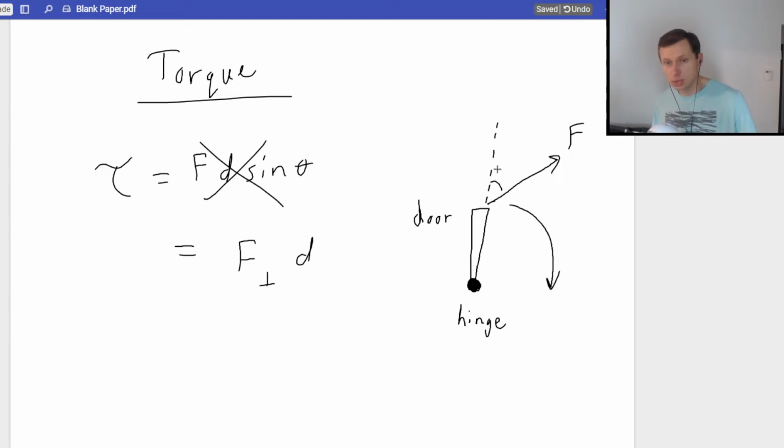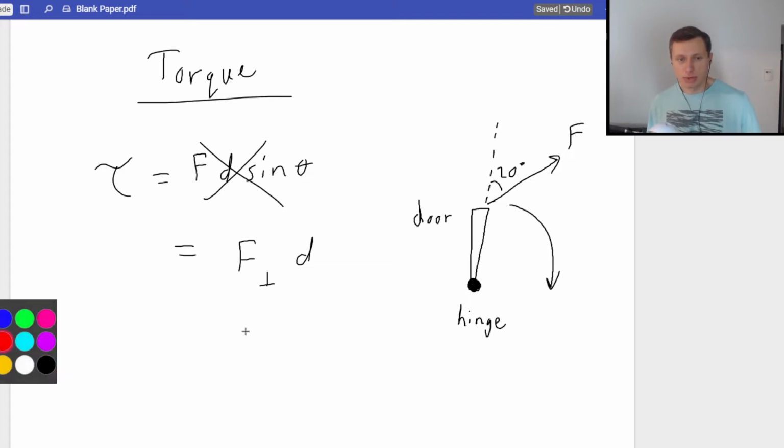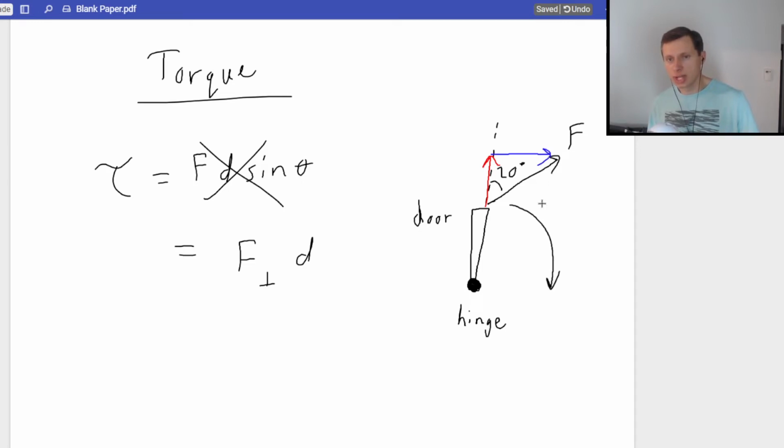We have, let's say, a 20-degree angle. The angle itself doesn't matter. But which component of force matters? I'll draw the different components. We have a force component going up like this in red, and we have a force component in blue going to the right. Think about this. Which component, the red or the blue, is actually causing this door to turn? In other words, if you only had the red force or the blue force, in that direction, which one would get the door to move?